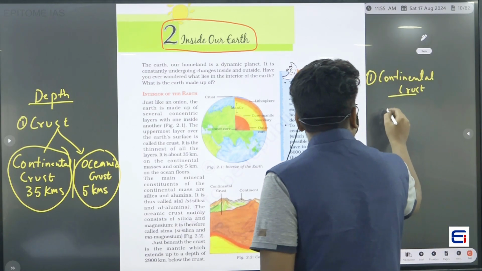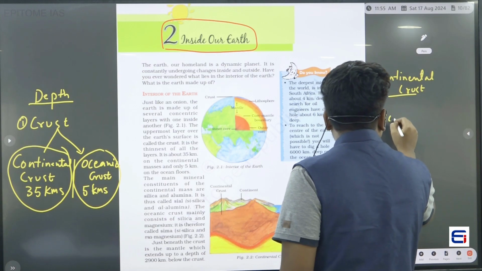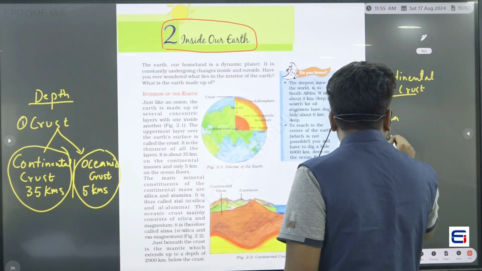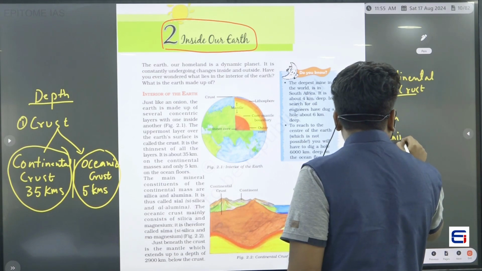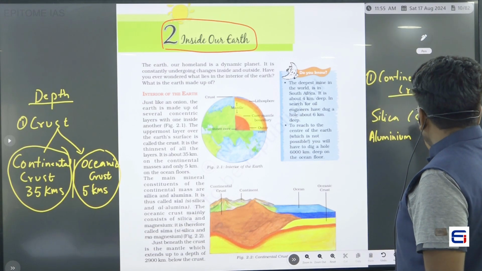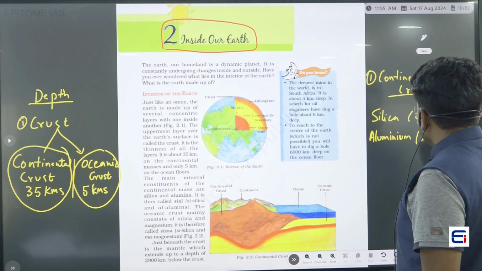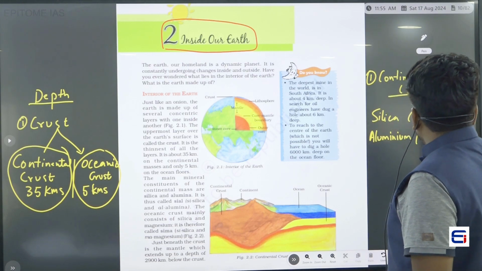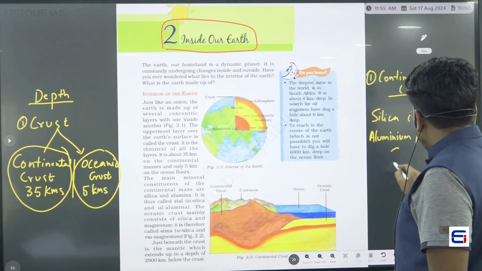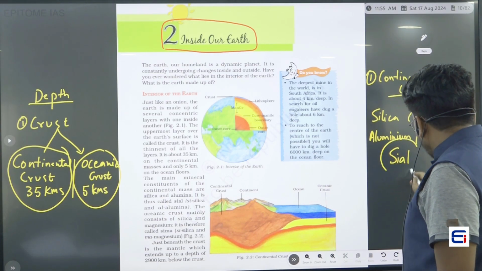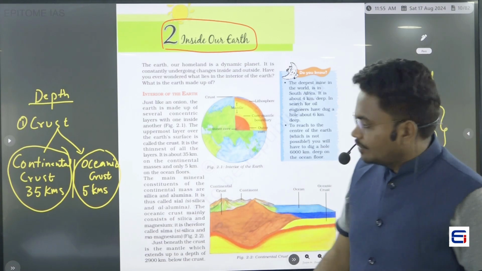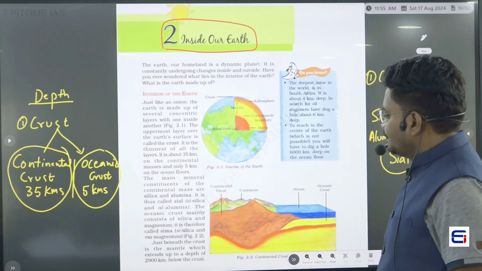You can see that silica and aluminium will be abundant. Silica is represented as Si and aluminium is represented as Al. So you can tell that the continental crust, which comprises silica and aluminium, we can call as SiAl. That means the majority of silica and aluminium is found in the continental crust.